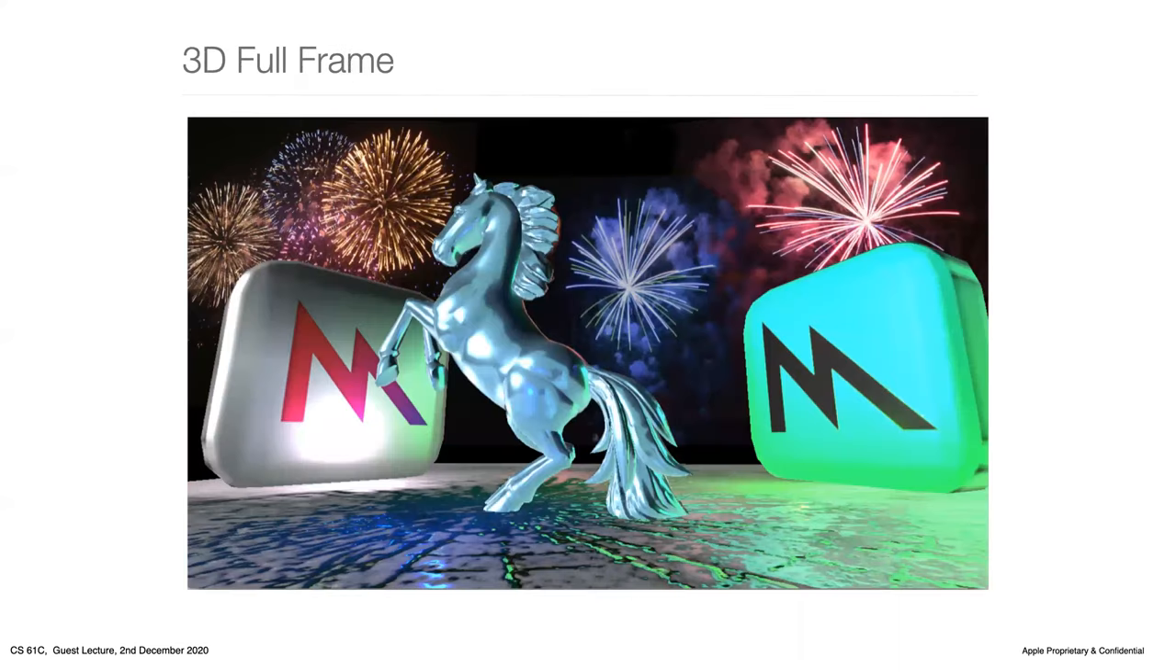And at the end of the day, and we'll go through examples of what builds up this frame, you get an image that looks something like this. You have objects, which is this shiny unicorn thing in the middle. You have a background with the fireworks on it. You have these objects in the background with the M's on them, which stands for metal. These are textures. I'll explain what textures are. You've got this surface that's reflecting. Those are based off of textures and lighting models. And so we'll talk about some of the details of what goes into making a frame like this.